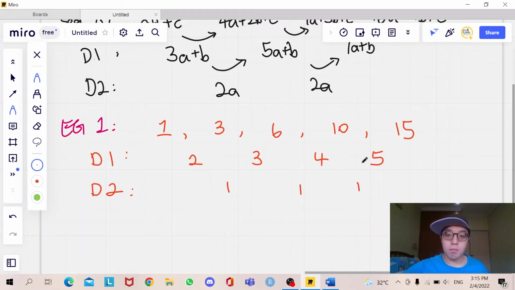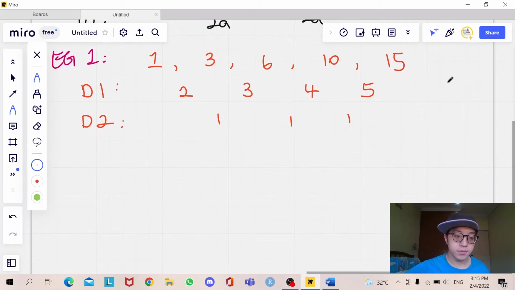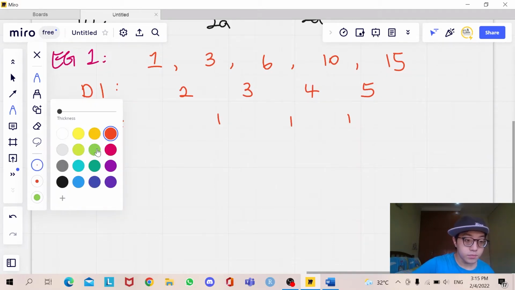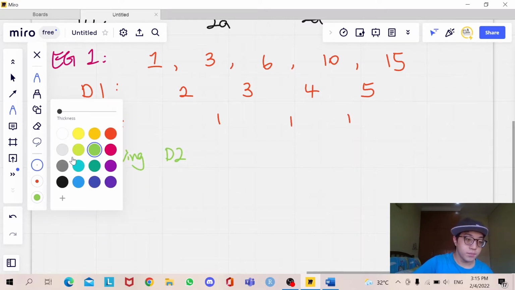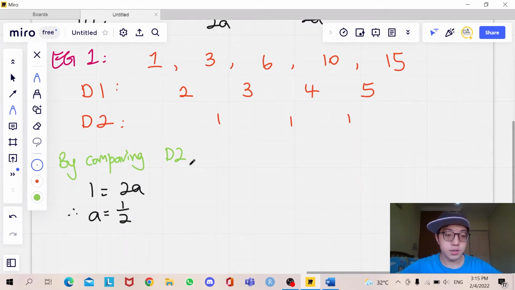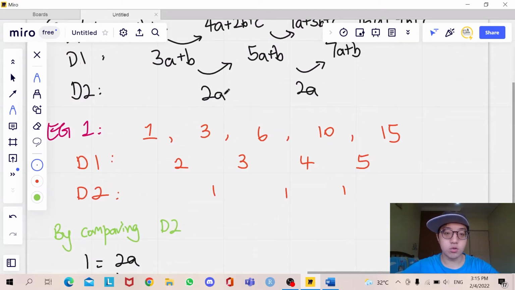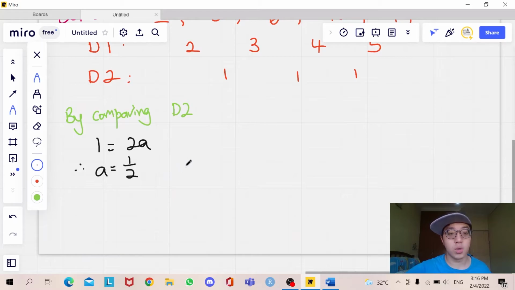If you compare with the one above, since the last ones are all the same, by comparing D2, 1 is equal to 2a. Therefore, a is equal to 1 over 2. Can you see here? The D2 here is all 1 and the D2 here is all 2a. So if you compare both of them, 1 is equal to 2a, therefore a is equal to 1 over 2.